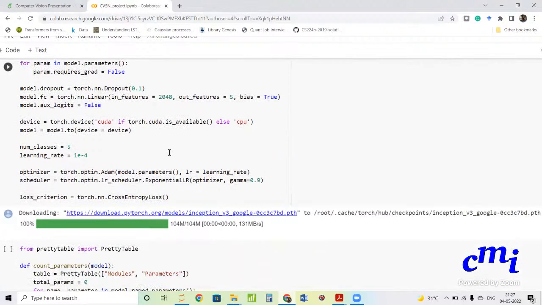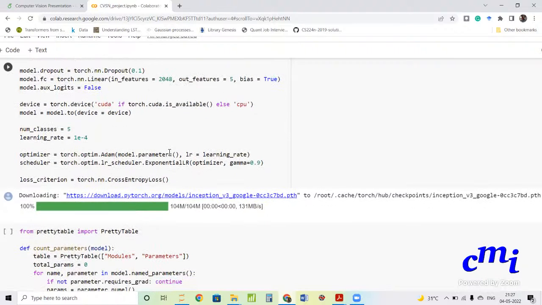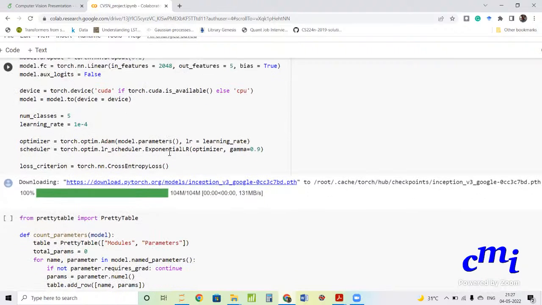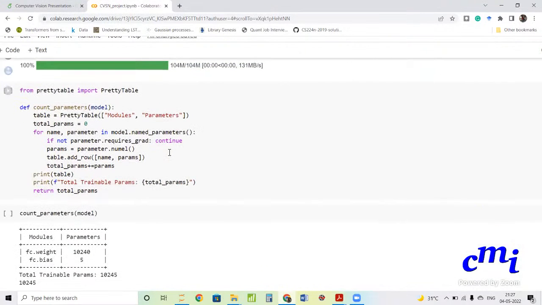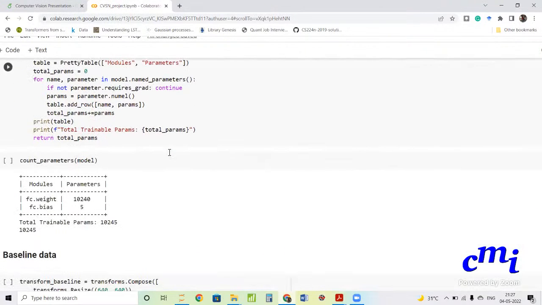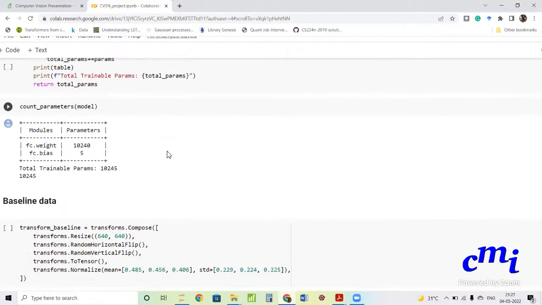We have used the Adam optimizer and a learning rate scheduler, that is exponential, and the loss criterion that we are trying to minimize here is the cross entropy loss. As you can see, this model has around 10245 parameters.